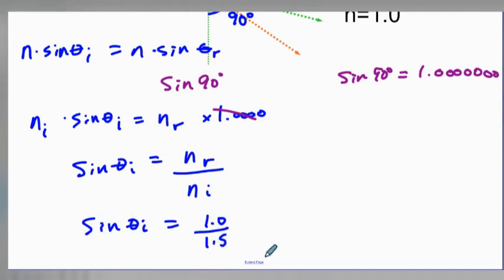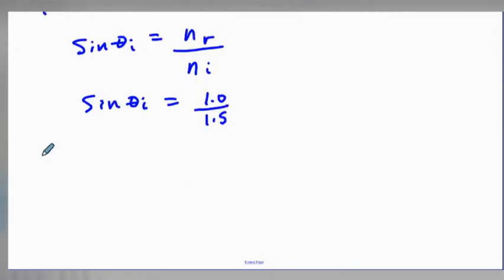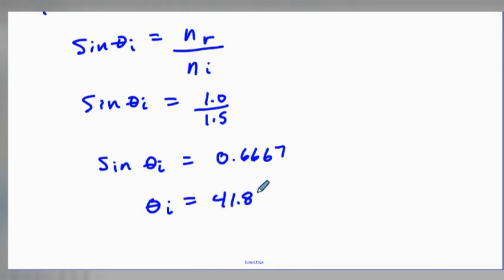Okay, and when we divide that, I can do that in my head. That's 2/3. So sine theta equals 0.66666666. Eventually, I'll round that off to 7. And we can find out that this angle of incidence in this particular example is 41.8 degrees. That is what we call our critical angle.